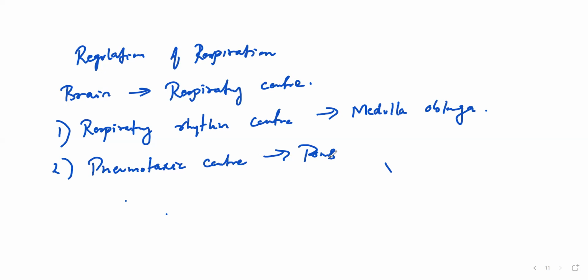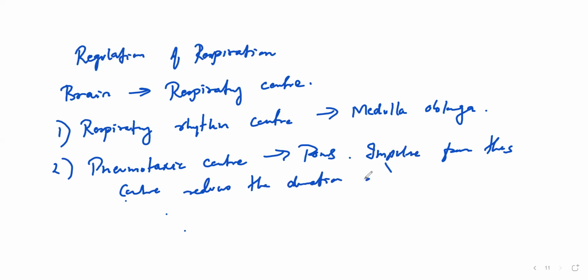Okay, so here we can write it as: impulse from the center reduces the duration of inspiration. Because of that, your respiratory rhythm rate will differ.